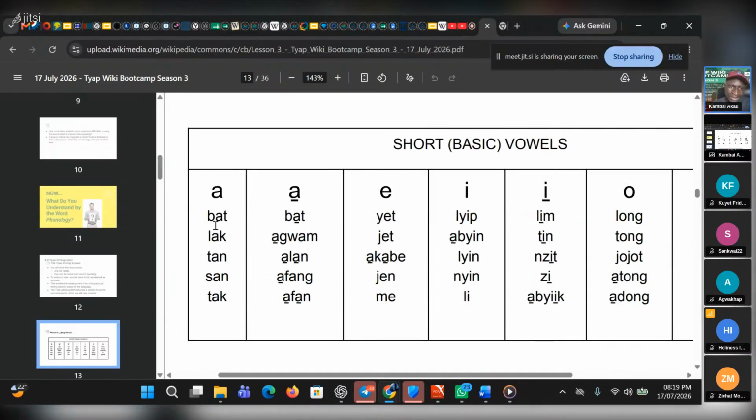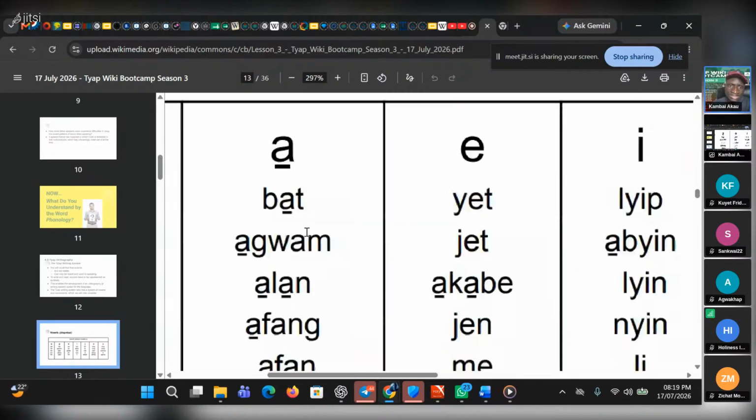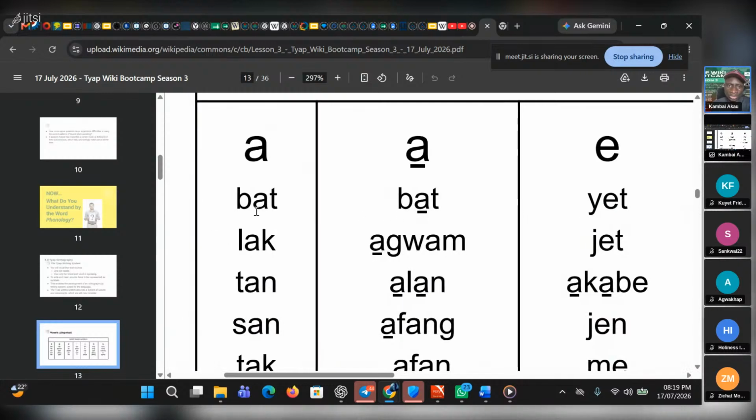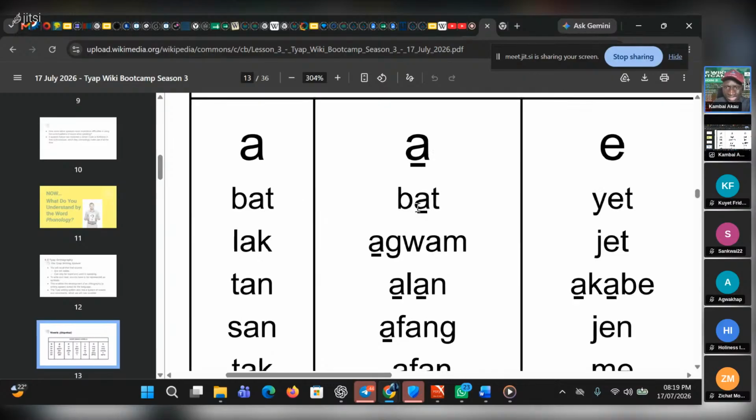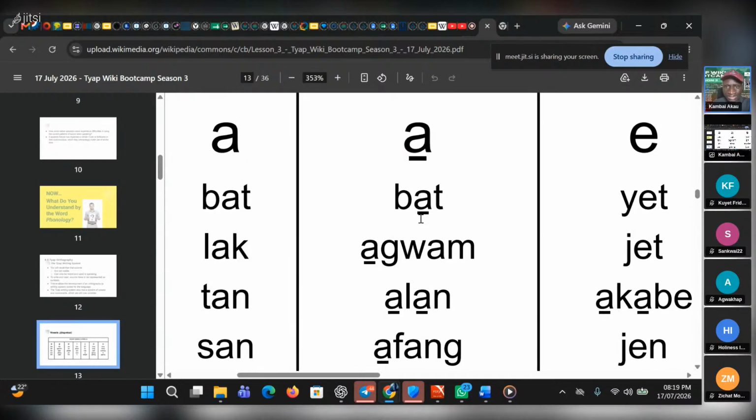Under a, we have words like bat, lat, tan, san, tak, and then under the next vowel we have but. You can see that there's a difference between this one and this one. This one that doesn't have anything beneath is just bat, but this one that has an underscore, a diacritic here, is pronounced differently. So we have but, bat, but, but, but.